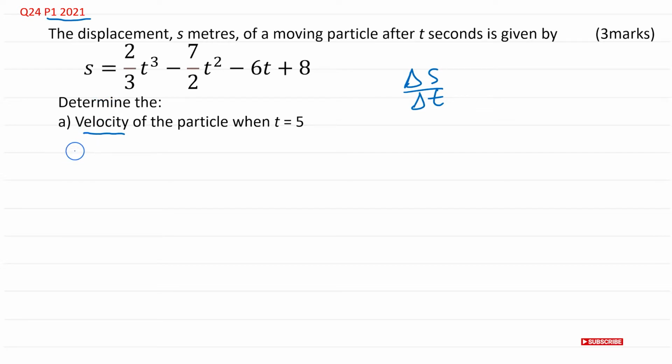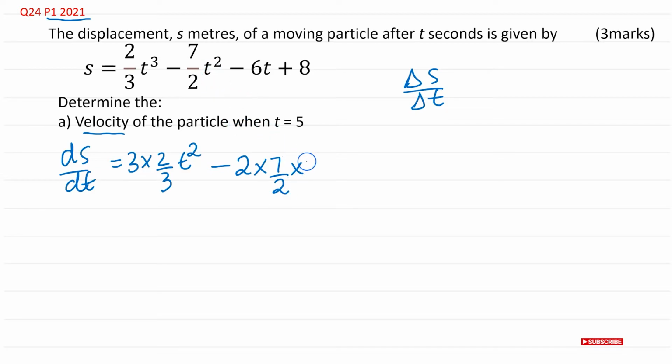Okay, so we're going to do ds/dt. So ds/dt of this function is going to be, what do we need to do? The t cubed, this 3 is going to go over here, so we have 3 times our number as usual, 2/3, and the power of t is going to be 1 less. That's going to be 3 take away 1, so this is going to be t squared. And then minus this 2 comes over here, so we've got 2 times our fraction 7/2, and the power of t is going to be just 1, because 2 take 1 is just t. And then minus, there's a 1 here, so that comes up here, 1 times 6 is still 6, and this becomes 1 take away 1, which is 0. t to the power 0 is just 1, so we're just left with 6. And the plus 8 is a constant, so we just get a 0 for that.